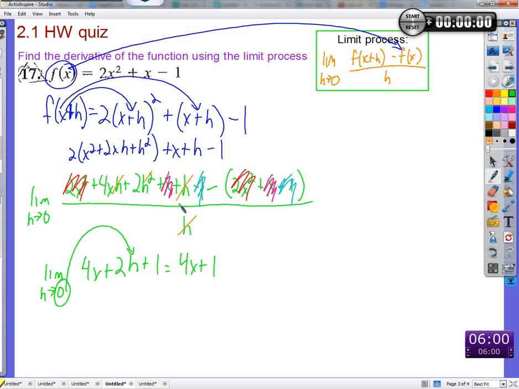Okay. So we get this thing. What is this thing? The derivative. Okay. How do I write it down so you know that's the derivative? What notation do we use? Oh, the prime. F prime of x is 4x plus 1. So that's how you say it. F prime of x just means the derivative of the function f.